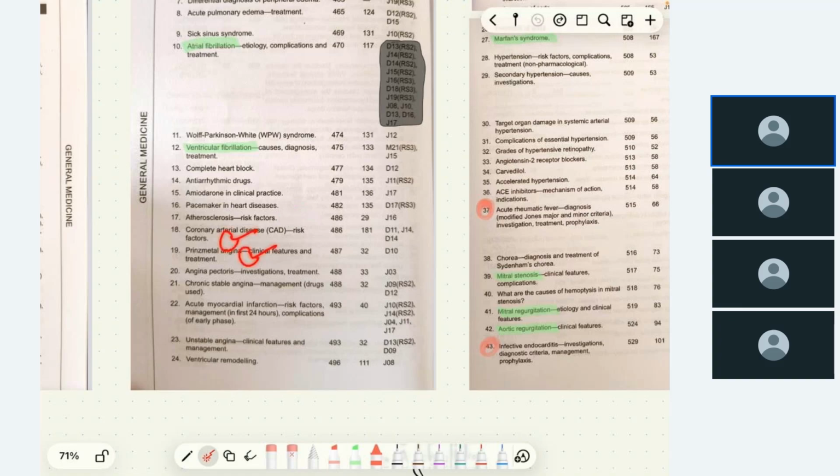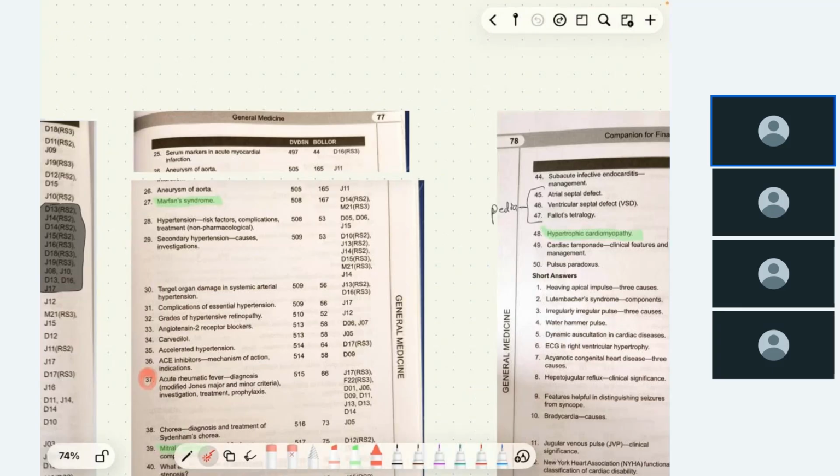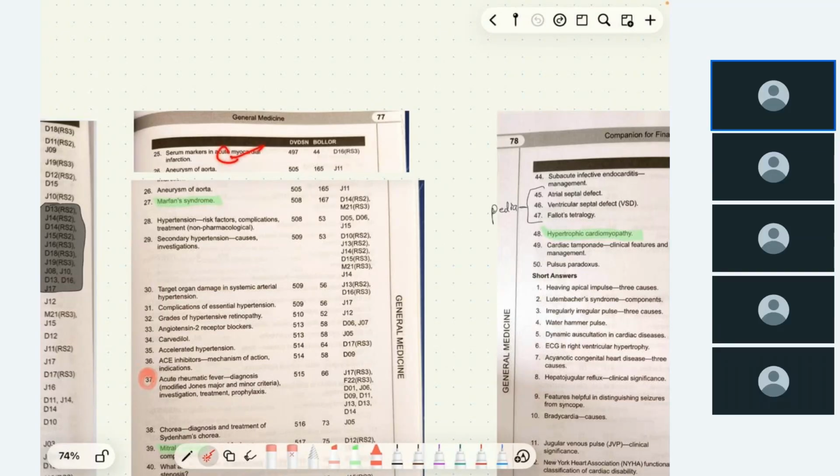Angina pectoris we have seen. Chronic stable angina we have seen. Acute myocardial infarction we have seen. Unstable angina we have seen. Ventricular remodeling also we have discussed while discussing ischemic heart disease. Serum markers of MI, you can read it. It was taught in biochemistry, so you can brush up your knowledge afterwards. Aneurysm of heart are not so important, you can skip it.